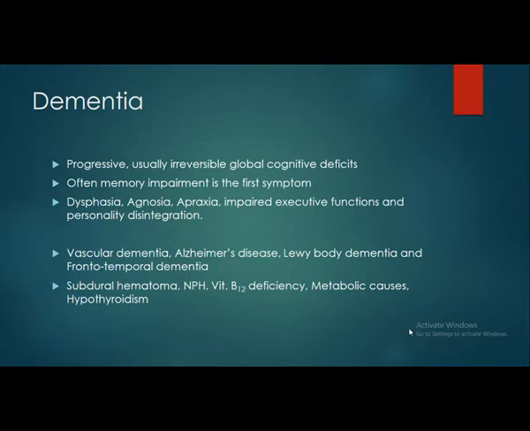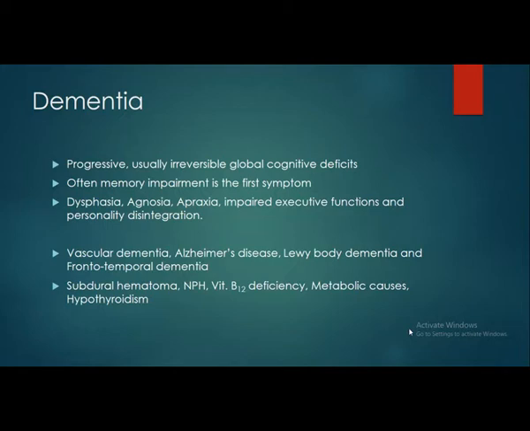Often the first symptom that a patient presents with in dementia is memory impairment. However, that is not the only presentation in dementia. Patient may present with dysphasia, difficulty to speak. Patient may present with difficulty identifying his own body parts or names, difficulty in taking or wearing his clothes, and there is difficulty in executive functions, and there are personality changes in some cases.